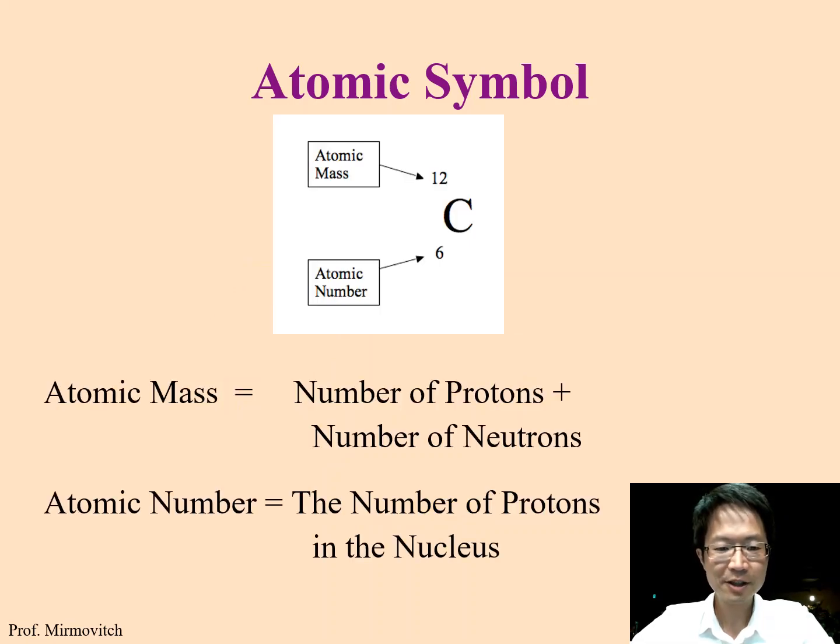So this is a definition. You need to memorize those. Atomic mass is equal to the number of protons plus the number of neutrons. Atomic number is equal to the number of protons only. So it should be very clear.